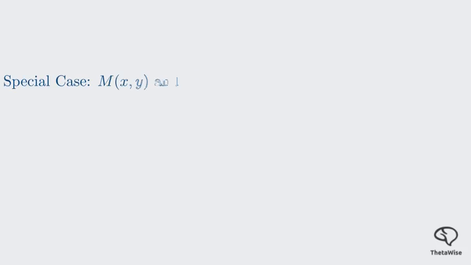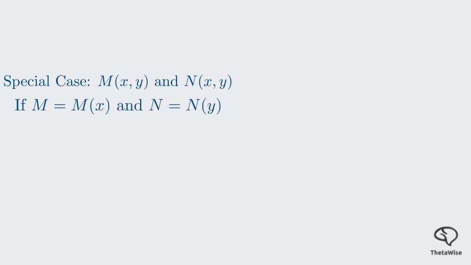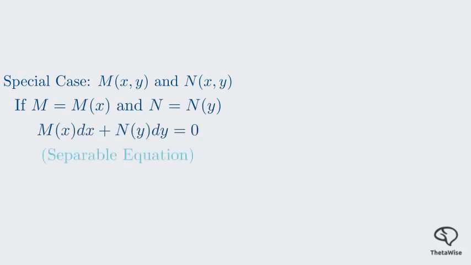Now, let's look at a special case. What happens if the function m depends only on x and the function n depends only on y? When this happens, our equation simplifies significantly. This specific structure is what we call a separable equation. It is called separable because the variables x and y are already effectively isolated from each other in their respective terms.